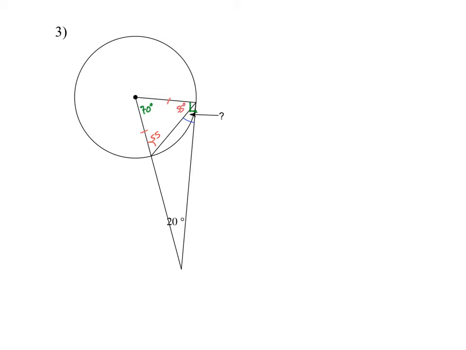So now let's name this x. 55 plus x has to equal 90, because it's this whole angle right here. So minus 55 on both sides, and x equals 35 degrees.